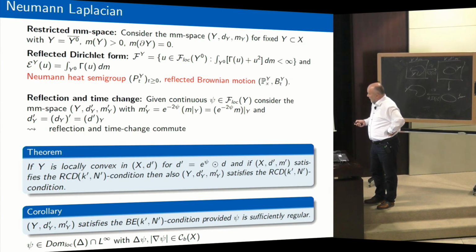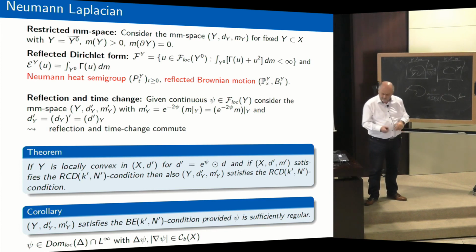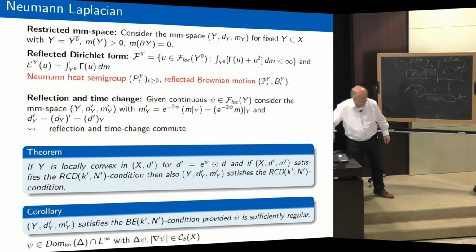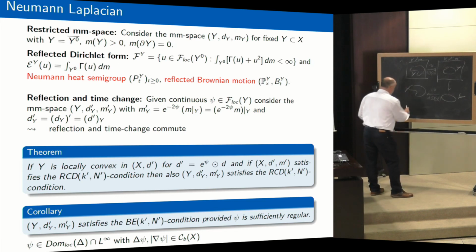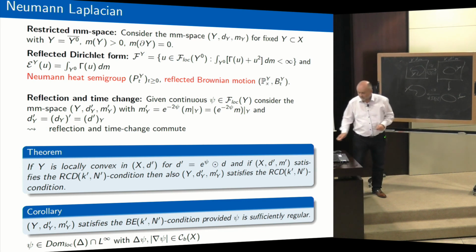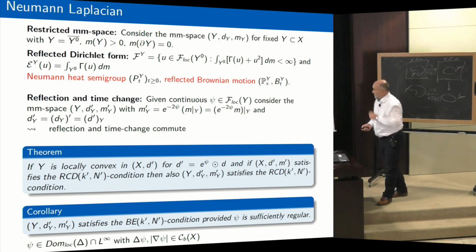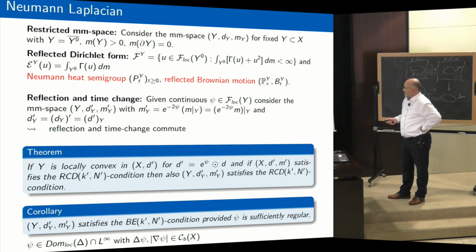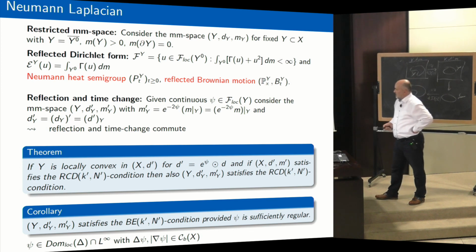And the time change, which amounts to a convexity of y, actually it's locally convex. Locally convex is for technical reasons. For instance, if you're on the torus, if a set is almost touching itself, it's only locally convex. But this is enough for us. So it's locally convex, so we can restrict it. So the curvature dimension condition from the ambient space is inherited by the restricted space.